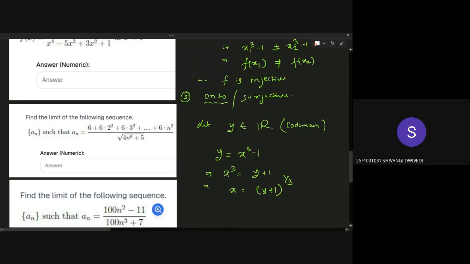I think zero. You are telling me 0. If I take 0 plus 1 to the power 1 by 3, obviously it's 1. So basically I can see that if I take y equals 0 also, I can actually get a finite value.